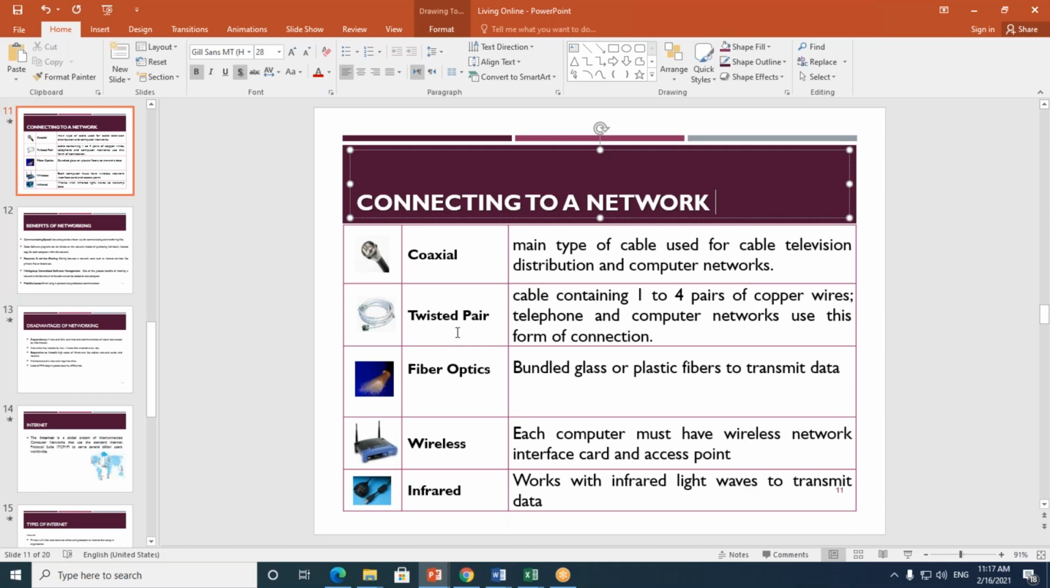Cable containing 1 to 4 pairs of copper wires. Telephone and computer networks use this form of connection.